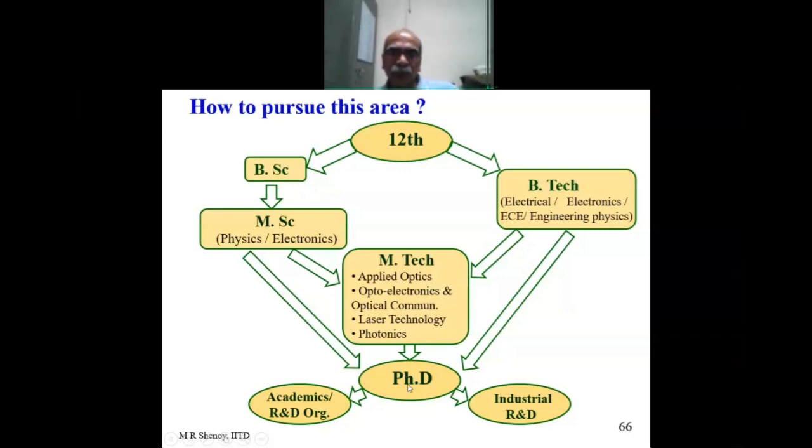And then you could pursue a PhD. You could go over to industrial R&D or academics and other R&D organizations. If you have missed this track, then there is no harm. You can go through the other track. You do BSc, then go over to MSc, and then again you have these channels open. Either you can go via MTech or you can go directly to PhD. So I thought I will show this slide for all of you, those of you who are interested.